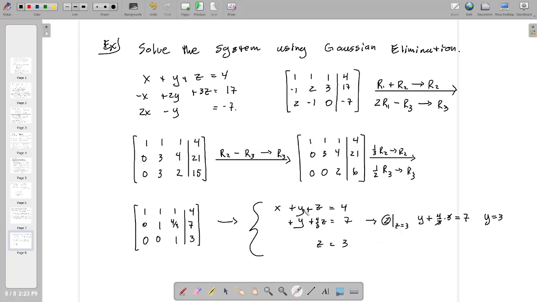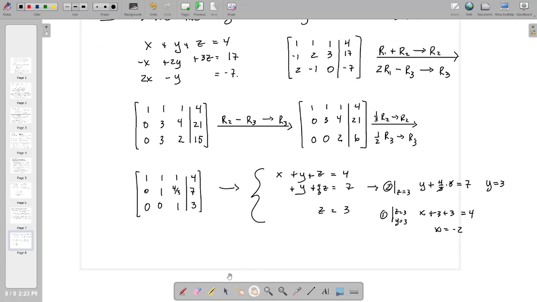Now, since I know y and z, I can figure out what x is. So I rewrite equation 1 such that z is equal to 3 and y is equal to 3. And I have x plus 3 plus 3 is equal to 4. Subtract 6 on both sides, and I get x is equal to -2. And my solution is -2, 3, 3.